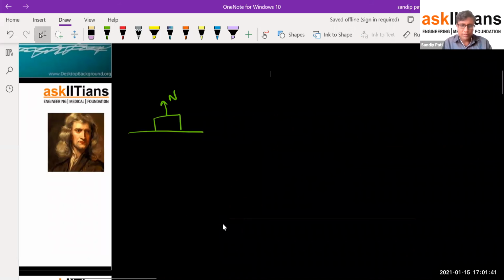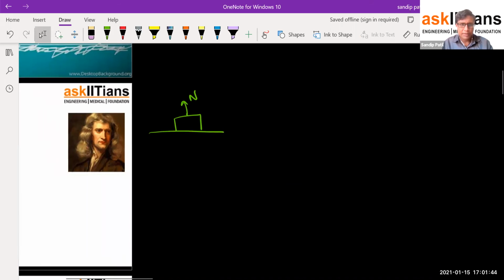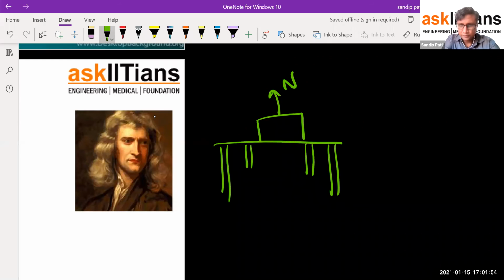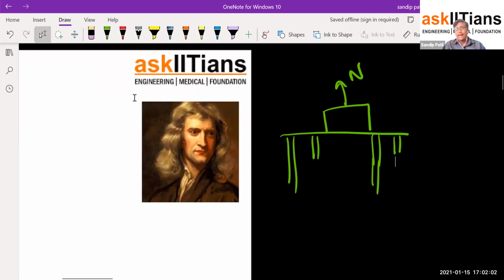Now let's talk more about this normal force. So this is our basic diagram, on any table, consider any block is kept like this. As we already know, Earth is attracting that block towards its center. Who is stopping it? The table is stopping it. So the table is applying the force N, which should be equal to Mg.